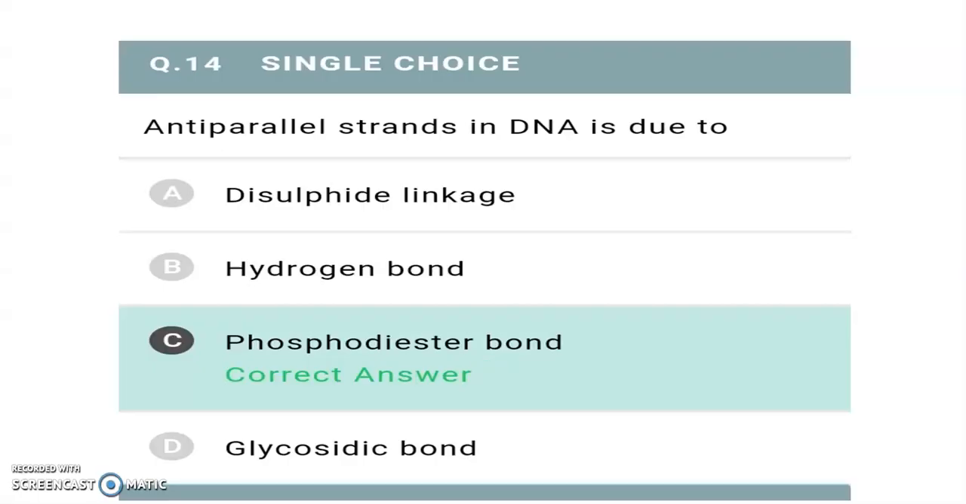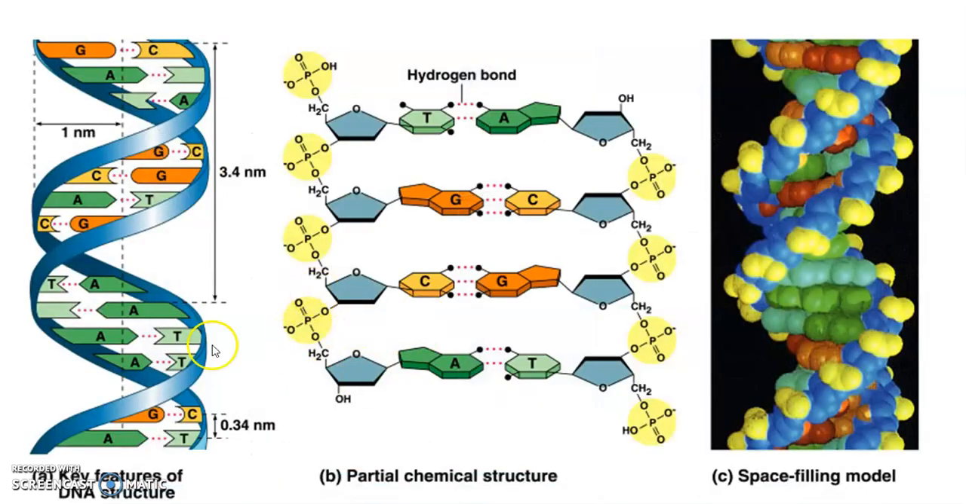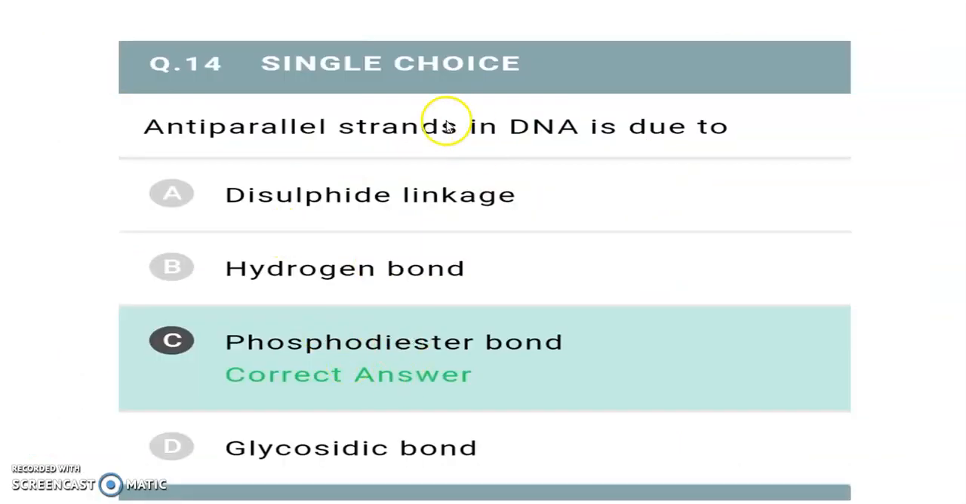Now next is: the antiparallel strand in DNA is due to what? We know that DNA has one strand running 5 prime to 3 prime and the other part running 3 prime to 5 prime. These are due to the phosphodiester bond, which links the 5 prime phosphate to the 3 prime carbon. Due to this phosphodiester bond, DNA is antiparallel in nature. So the antiparallel strand is due to the phosphodiester bond.